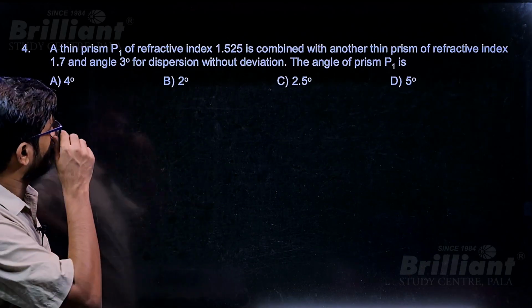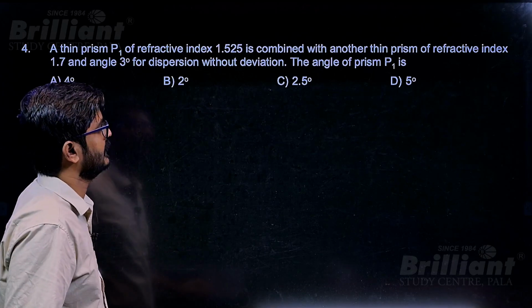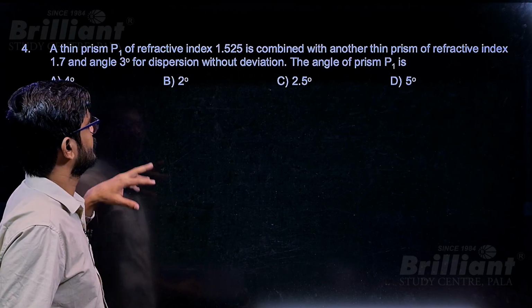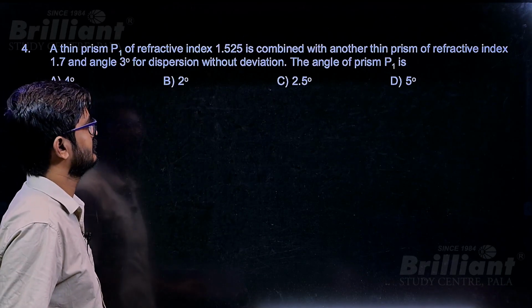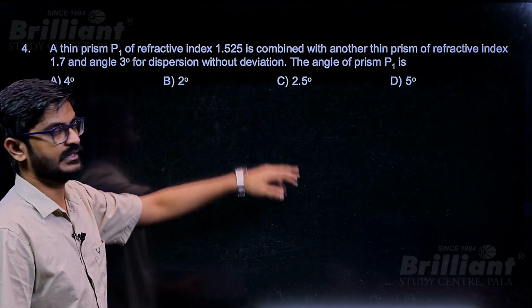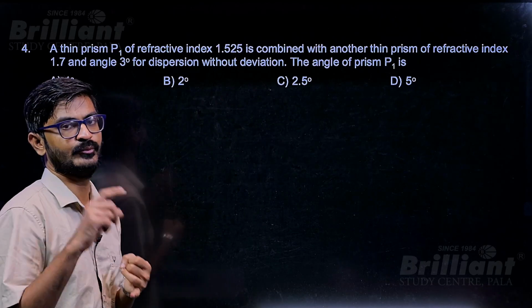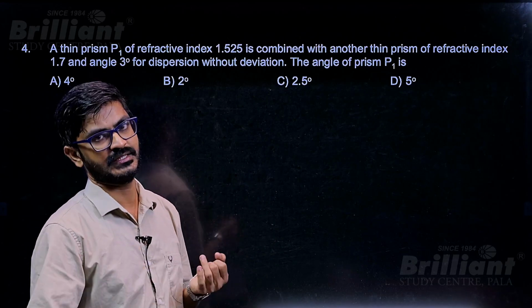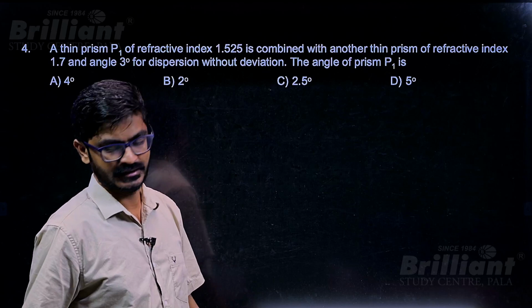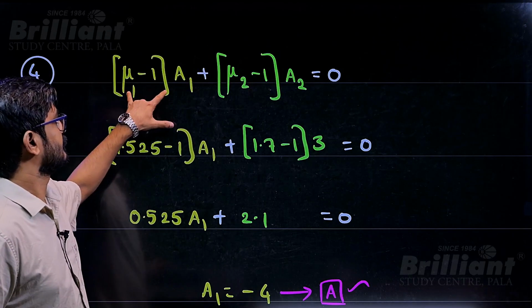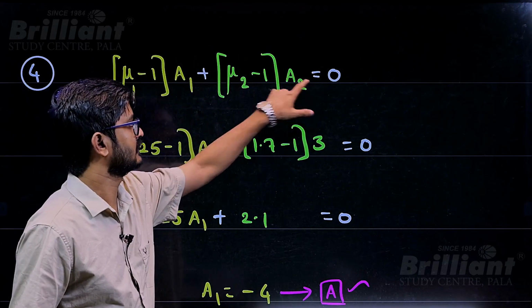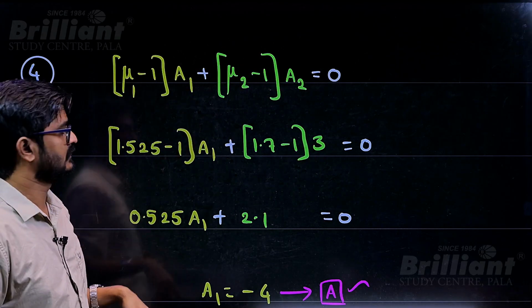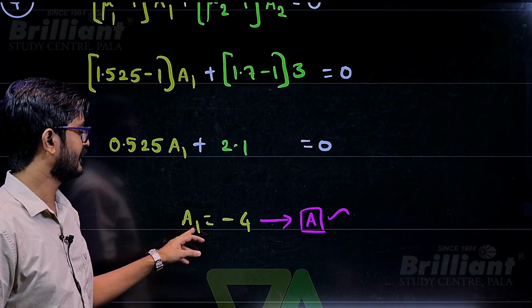A thin prism of refractive index 1.525 is combined with another thin prism of refractive index 1.7, angle 3. And I will talk about dispersion later. So anyway, we will see it is going without deviation. Deviation due to one prism will be mu minus 1 into A, as it is a small angled prism. Due to the other one also mu minus 1 into A. The summation has to be 0, they are saying. So deviation due to the first one plus deviation due to the second one is 0. These values were given and they are asking for this value, right? So you can substitute and you will get A1 is minus 4.